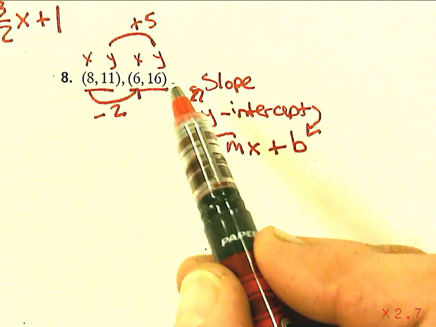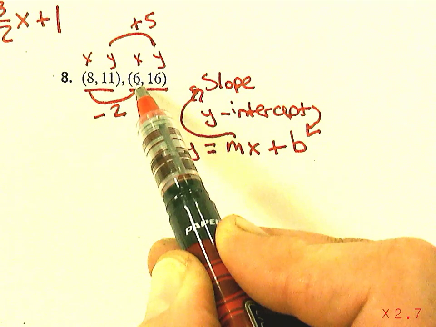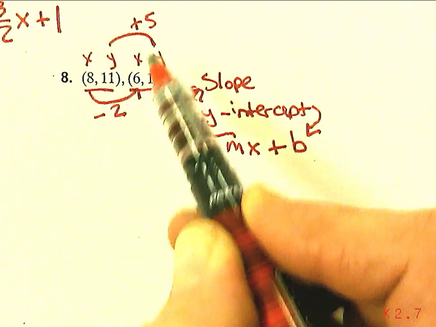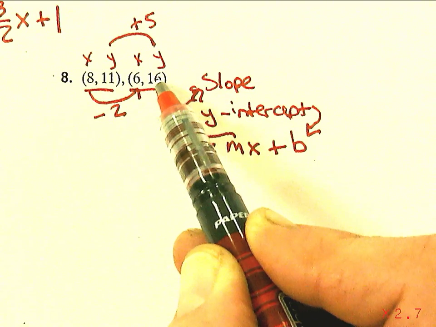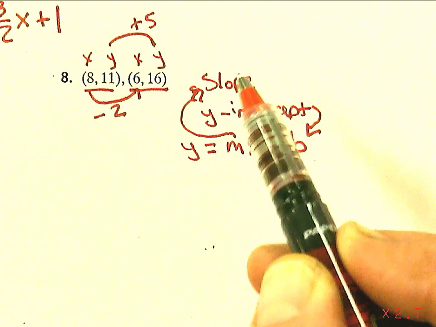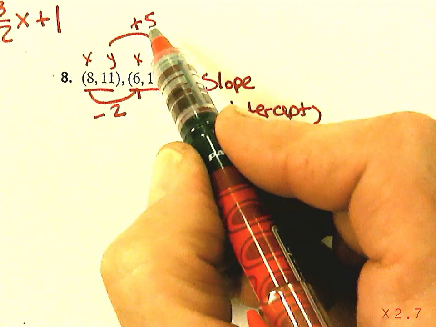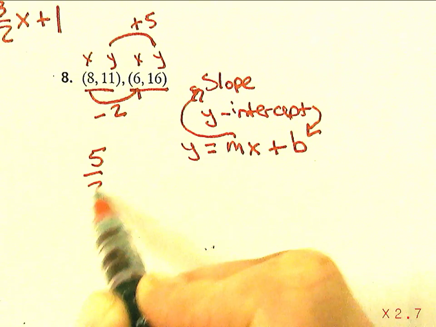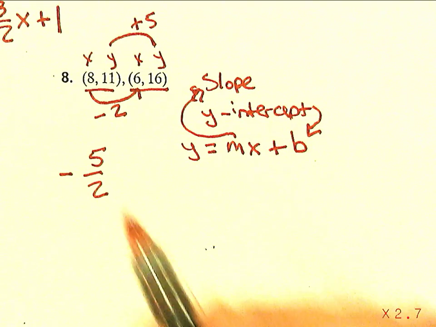So really, in some ways, these points are backwards. This point probably is in front of that point because it's 6, and then this is at 8. So this line is going down. Because if you're at 6 and 16, and then you go to 8 and 11, you're actually going down. So it's a negative slope. I know that because we're going down. And the change in y over the change in x, 5 over 2, but it's going down, so that's a negative slope. So there's my slope.